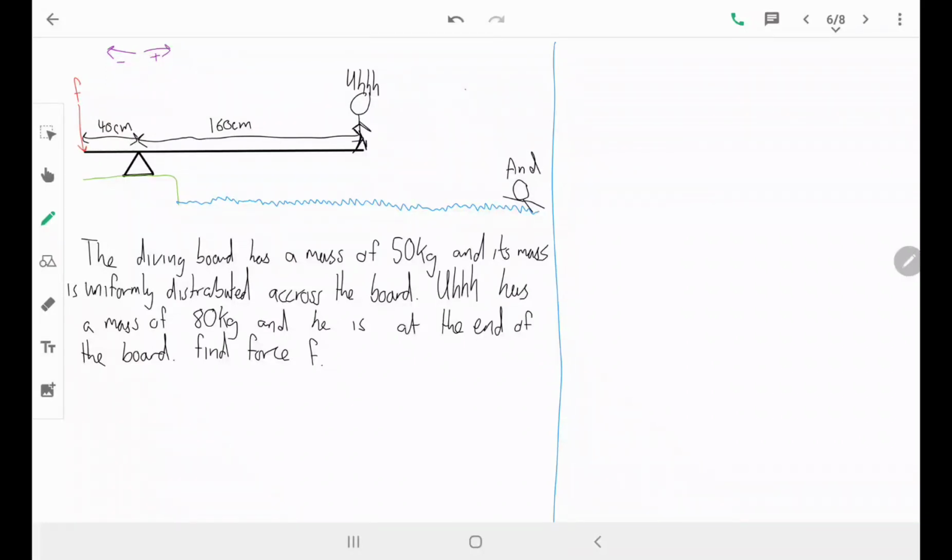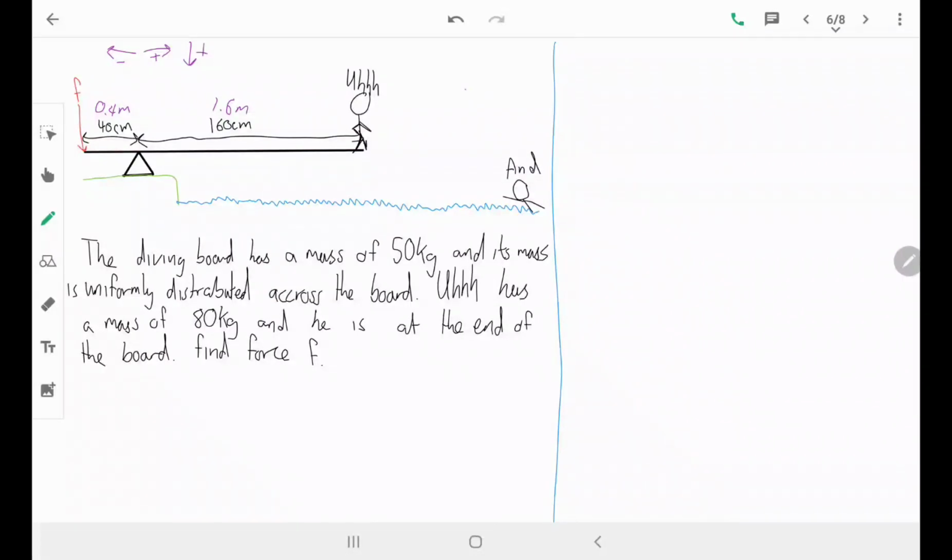I've zoomed out a little bit so we can give a bit more room to answer the question. And I'm also going to say downwards is positive. It doesn't really matter, you'll get the same answer, but we need to make sure we define which way is positive and which way is negative. We then need to make sure our units are the right units. So here we have 40 centimeters, and we want that in meters. So that's 0.4 meters and 1.6 meters.